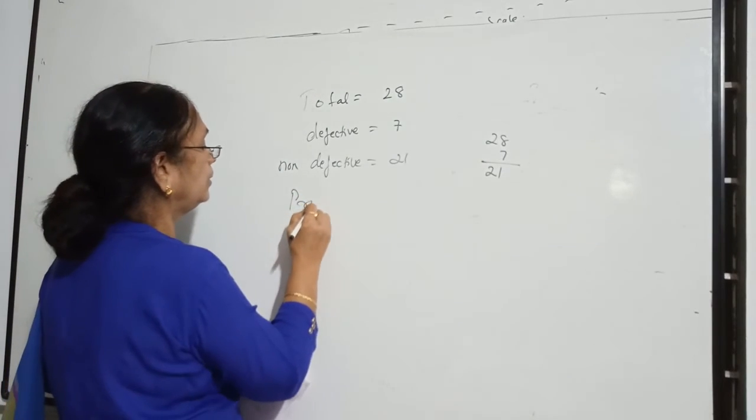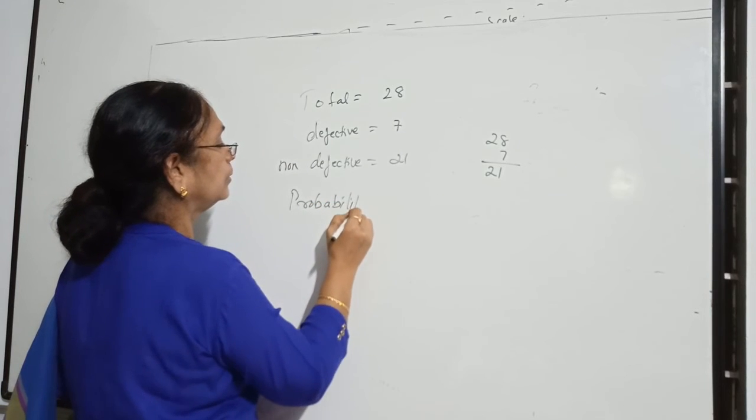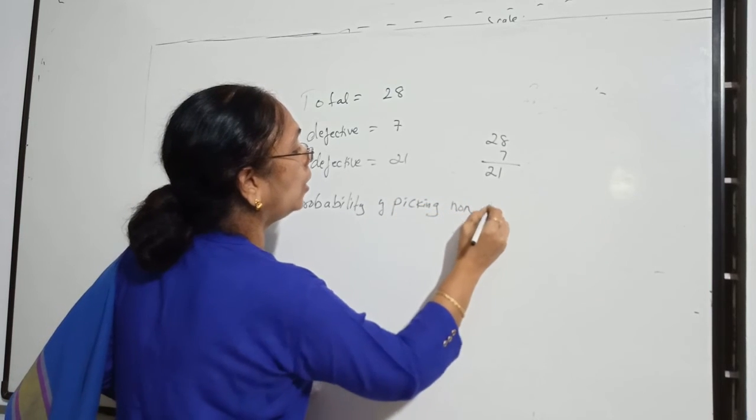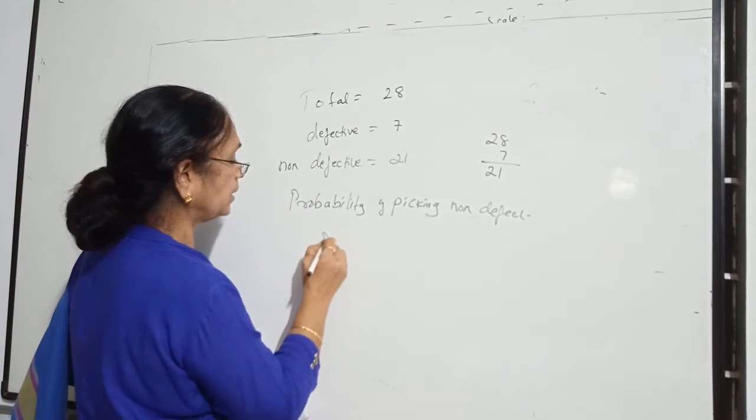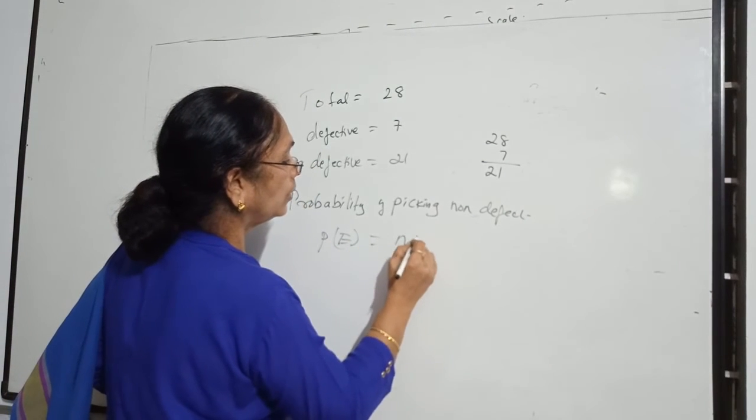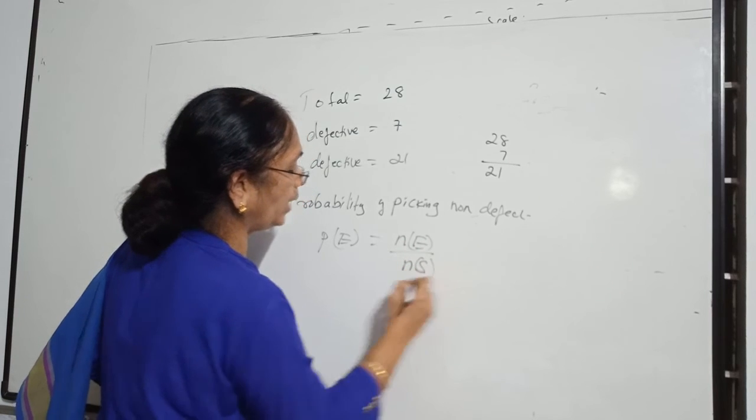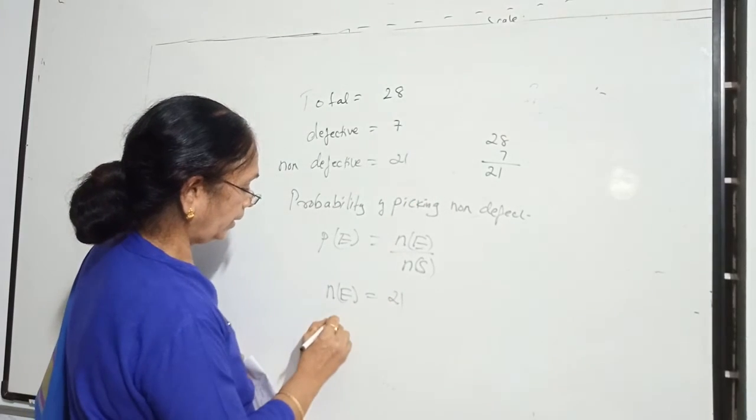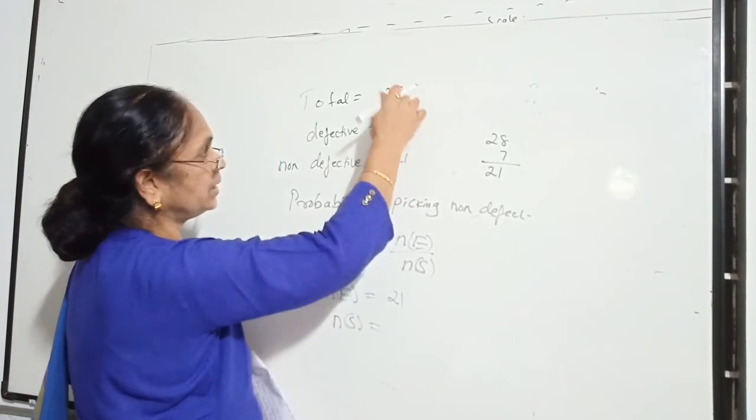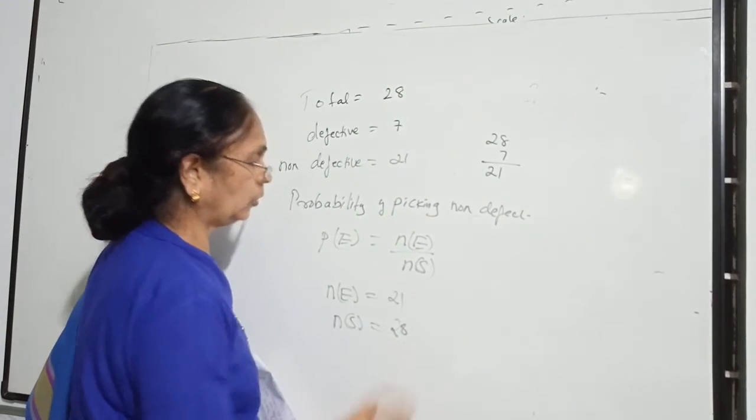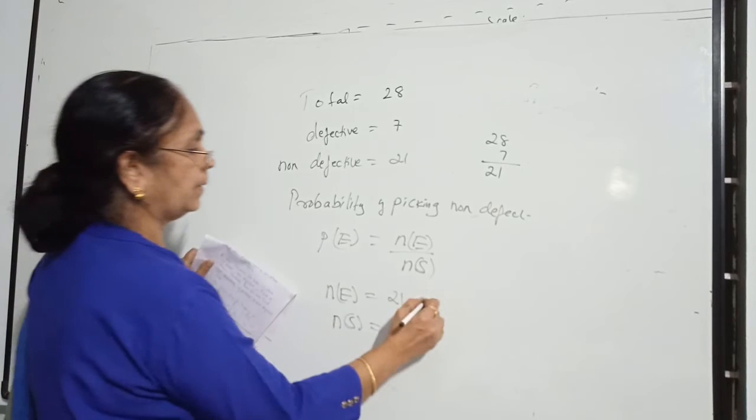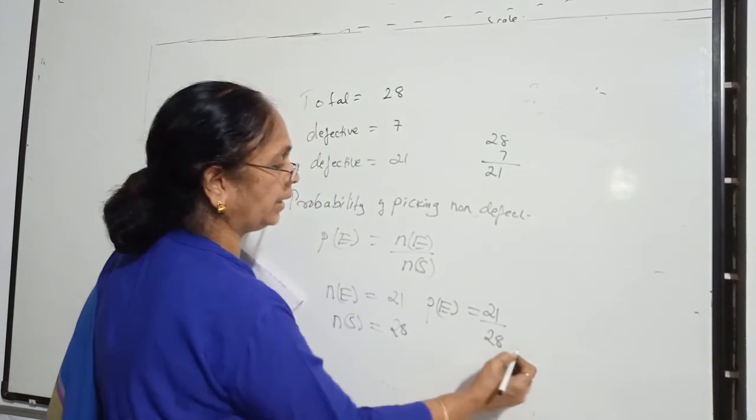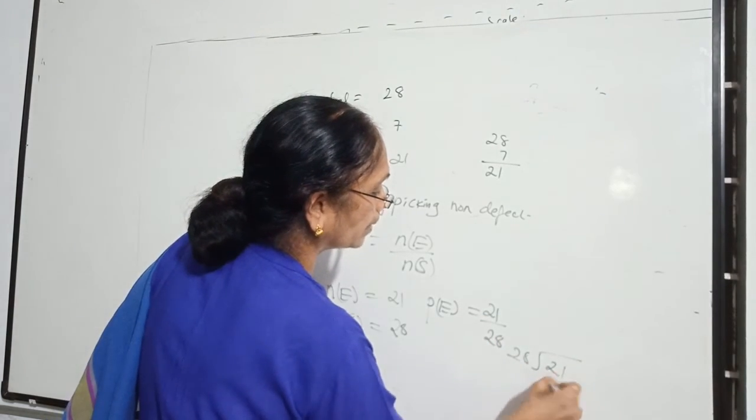They are asking, find the probability of picking a non-defective. So this is P of E is equal to N of E by N of S. So N of E, non-defective, are 21. Then here N of S is 28, total number of bulbs. So here P of E is equal to 21 by 28. Again you are getting the answer in decimal point.